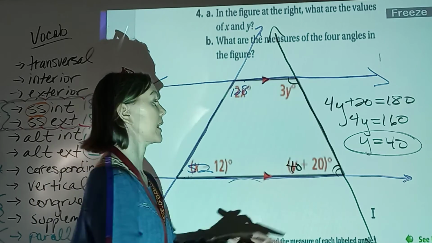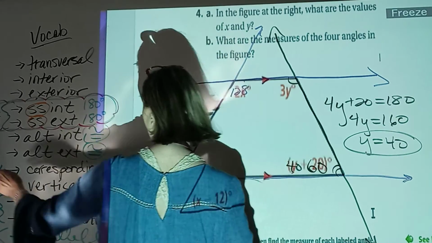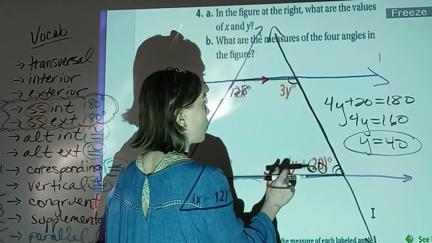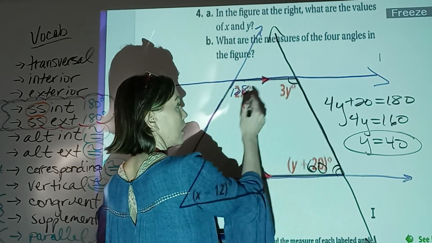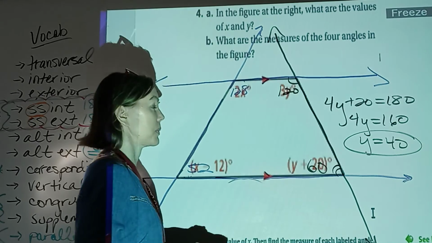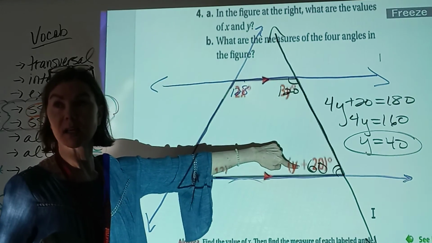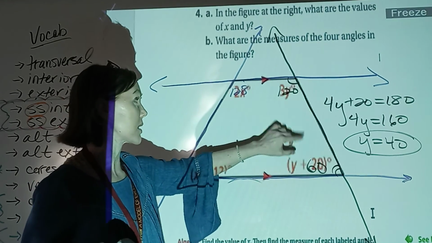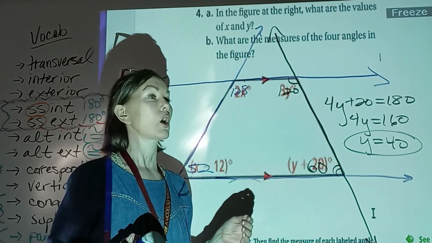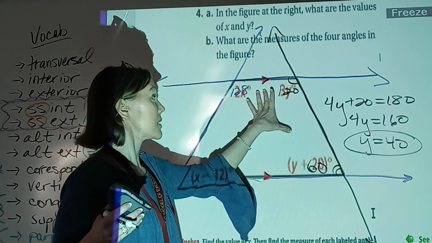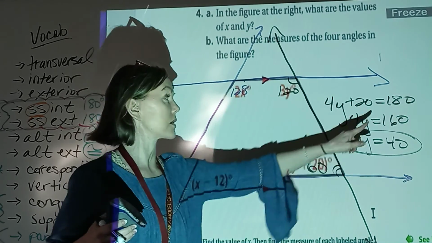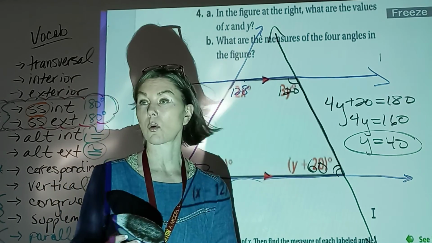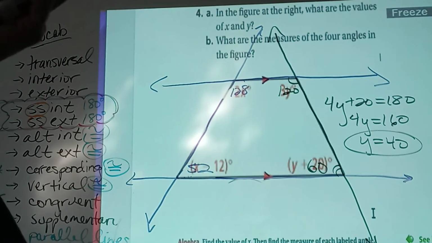So 40 plus 20 is 60. Okay? So if this angle is 60 and both of these angles are supplementary, what should the measure of this angle be? 120. Because 120 plus 60 gives you 180. These are same side interior angles, and same side angles, whether they're interior or exterior, same side interior angles are supplementary. Okay? So that is our algebra connection for lines and angles.